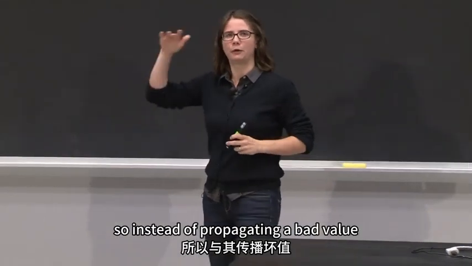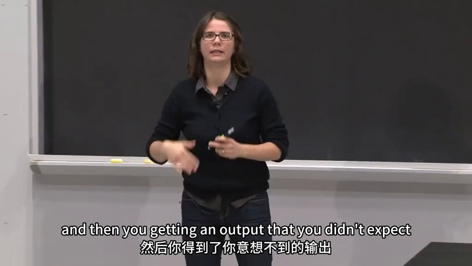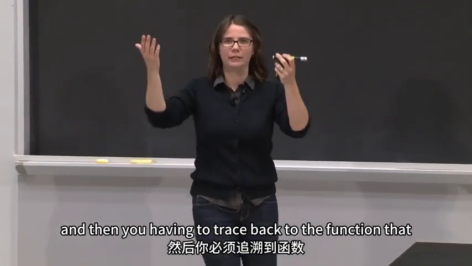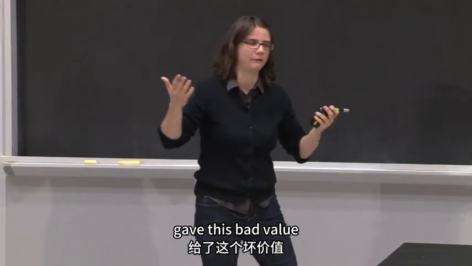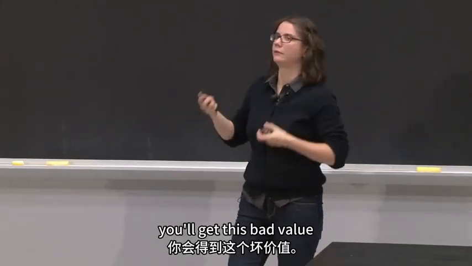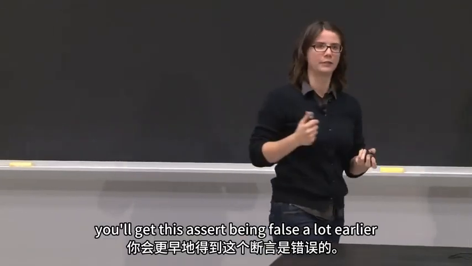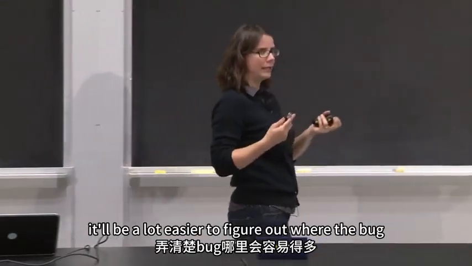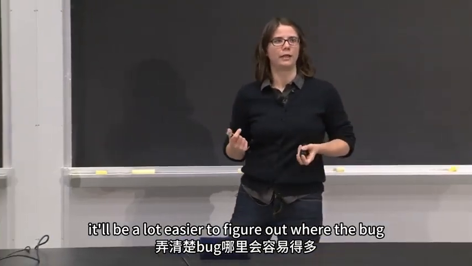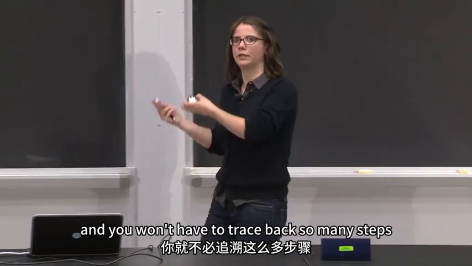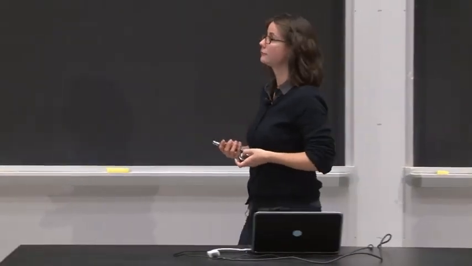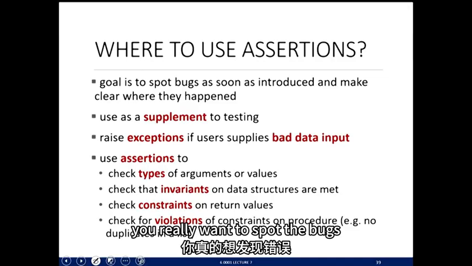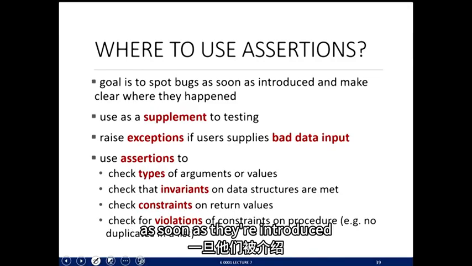So instead of propagating a bad value throughout the program and then you getting an output that you didn't expect and then you having to trace back to the function that gave this bad value, you'll get this assert being false a lot earlier. So it'll be a lot easier to figure out where the bug came from. And you won't have to trace back so many steps. Okay? So this is basically what I said. You really want to spot the bugs as soon as they're introduced.